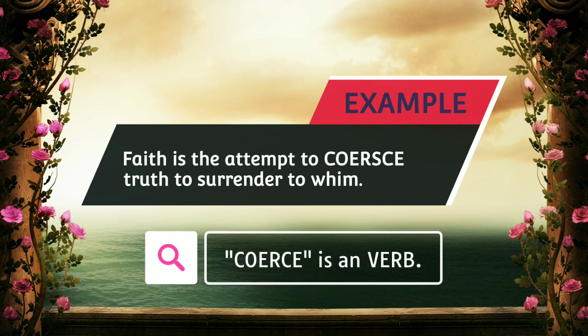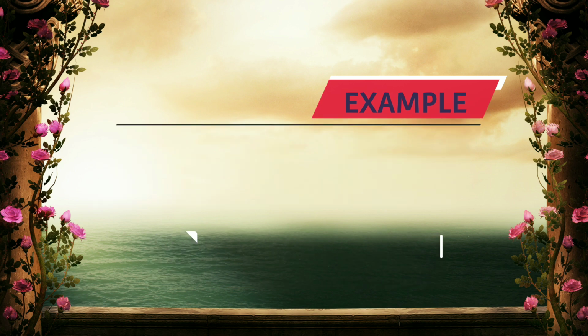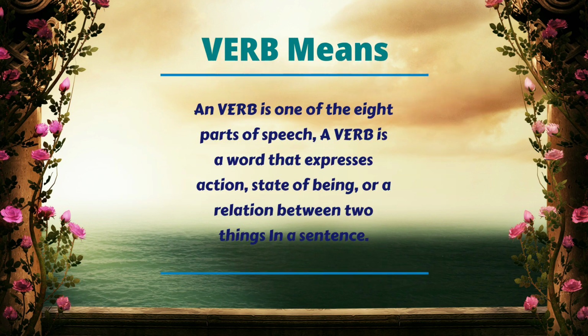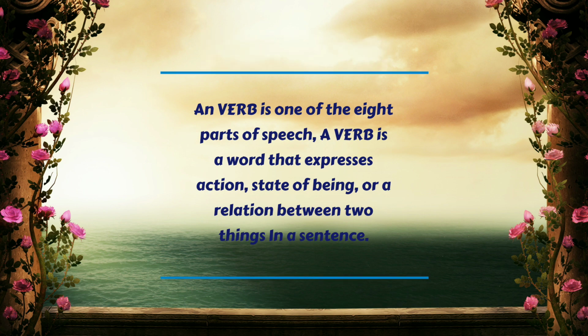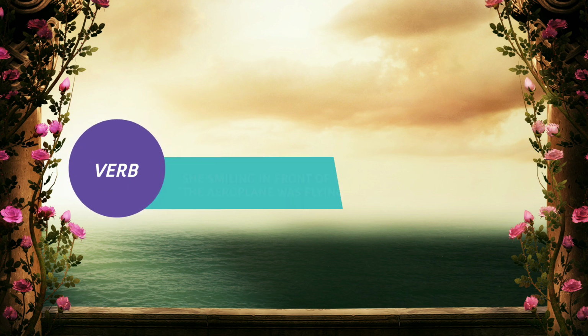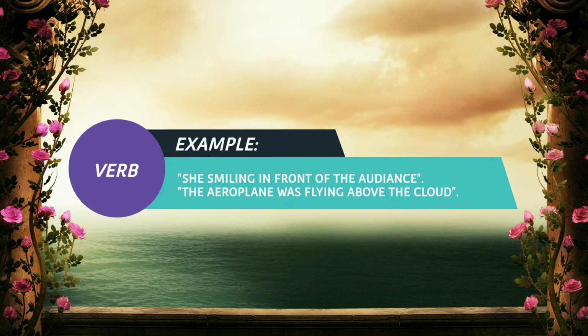Here coerce is a verb. And verb is one of the 8 parts of speech. A verb is a word that expresses action, state of being, or a relation between two things in a sentence. Example: she is smiling in front of the audience. That airplane was flying above the clouds.